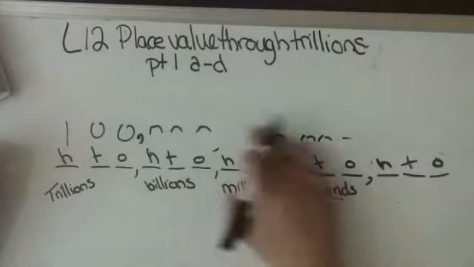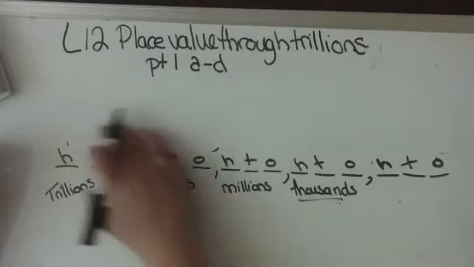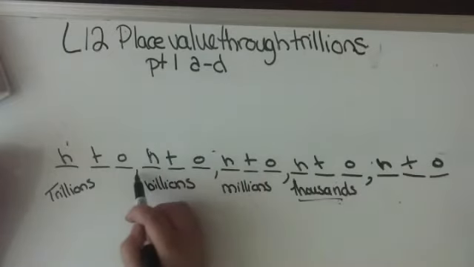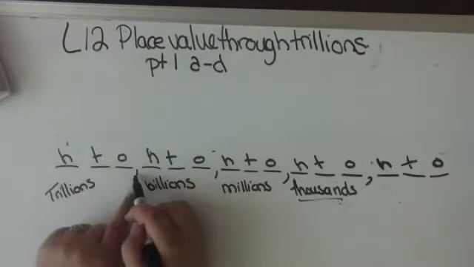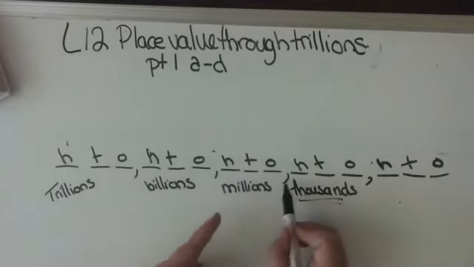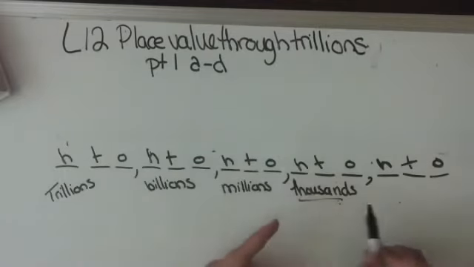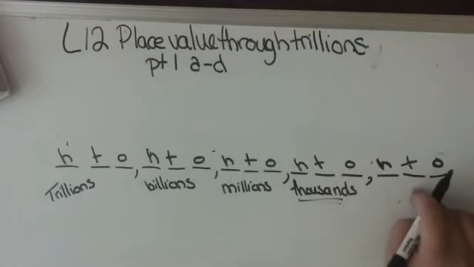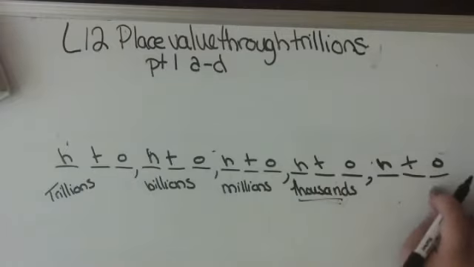You need to remember that when you're looking at numbers into trillions, it's really the commas that tell you where you are. This comma says trillions because it comes after the trillions. This comma says billions because it comes after the billions. This comma says millions because it comes after the millions. And this comma says thousands. It comes after the thousands. There is no comma at the end, so there we just say hundreds, tens, and ones.